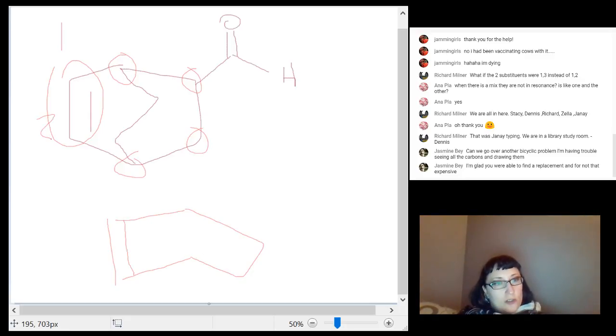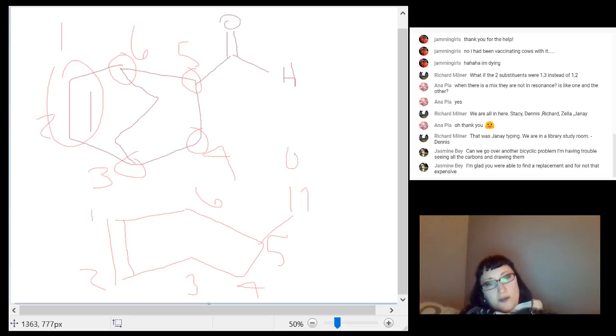So 1, 2, 3, 4, 5, 6. 1, 2, 3, 4, 5, 6. Carbon number 5 has that aldehyde hanging off of it. And then what I have to look at is between 3 and 6 here, I have 2 carbons. So that would mean I have a 2-carbon bridgehead, okay? So that's one type of question that you could ask.